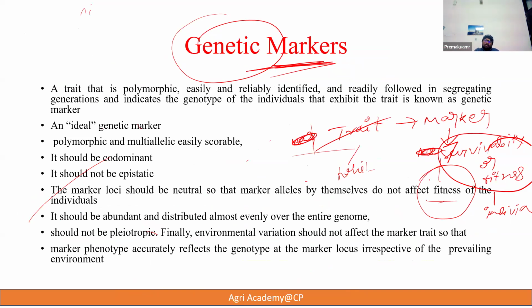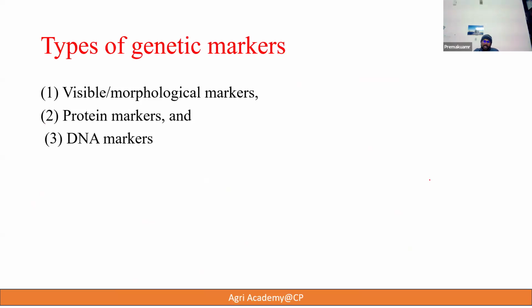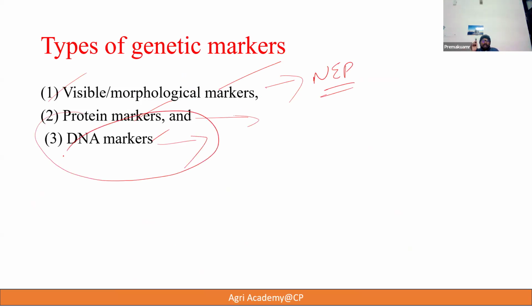I will explain which types of marker systems are available. As of now, we have these types of markers. One is the morphological marker, another is the protein marker, and another is the DNA marker. Morphological markers are naked eye polymorphism, which we discussed. Protein markers I will discuss. DNA markers I will discuss in detail. Please attend the live classes for these markers, because markers are very tricky. Unless you show an interest, you will not understand the marker class.